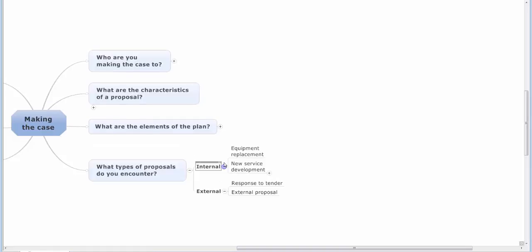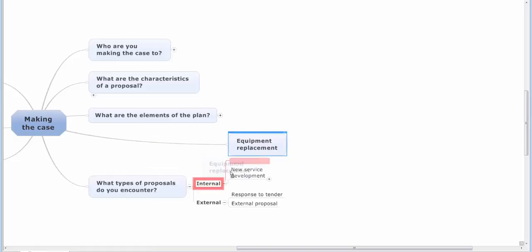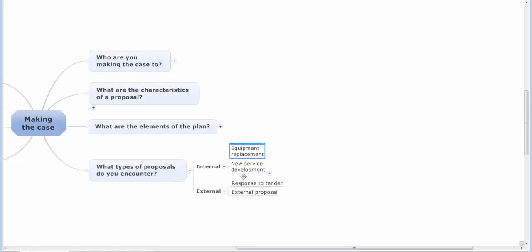At an internal level, you may have the very common one of equipment replacement. And in that case, you're really looking at upgrading or replacing equipment that's come to the end of its natural life. And you're again looking at a business case. So, is the equipment that's at the end of its life taking so much resource to keep going that it's beginning to cost more than it's worth to keep it going?